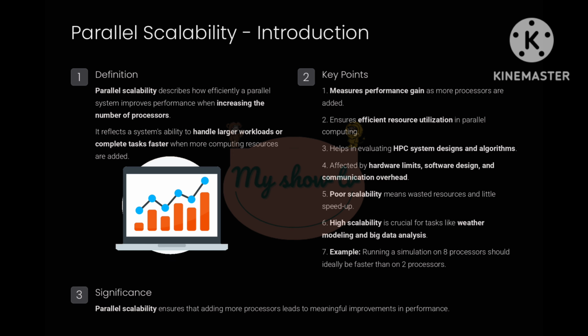When a system is said to have good scalability, it means adding more processors directly reduces computation time or allows us to handle larger workloads effectively. For example, if you are running a simulation on 2 processors and it takes 1 hour, ideally, running it on 8 processors should take only 15 minutes. But this doesn't always happen due to various factors, which we will discuss.